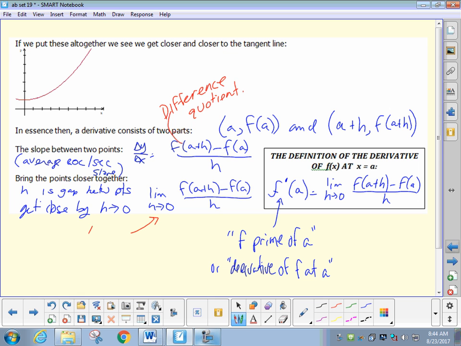The derivative then is the limit of the difference quotient. Think about difference quotient, analyze it, that makes a lot of sense. Difference because it's change in y over change in x, and quotient because it's fraction or ratio of those two. You follow? Okay, cool.